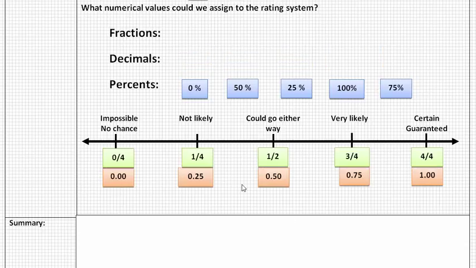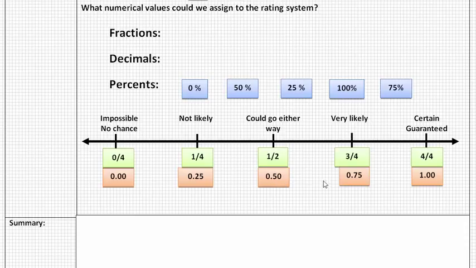So here's how I put the decimals. Notice it's basically, well it is, not just basically, it is equivalence. Fraction and decimal equivalence. 0/4 is equivalent to 0. 1/4 is equivalent to 0 and 25 hundredths. 1/2 is equivalent to 0 and 50 hundredths. 3/4 is equivalent to 0 and 75 hundredths. 4 out of 4 is equivalent to 1 whole. So these would be the correct places for the decimals on our likelihood scale.